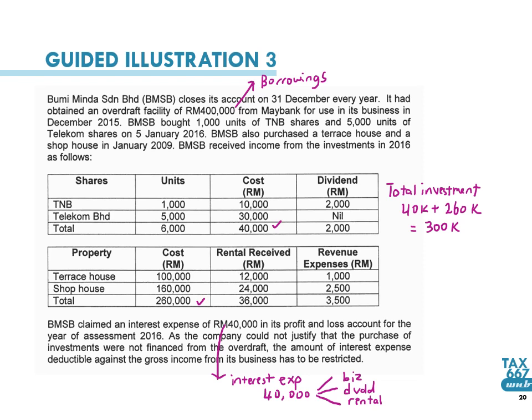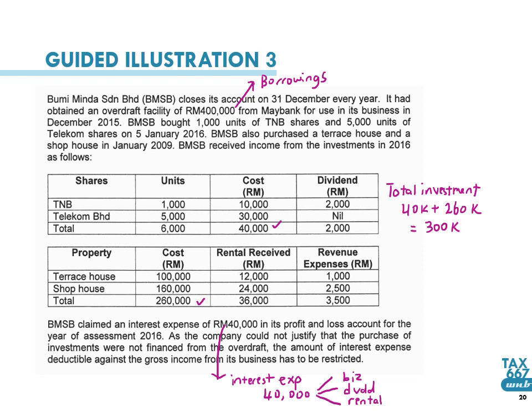From this information, kita tahu yang Bumi Minda ni ada buat business, so dia dapat income dalam bentuk business income. At the same time, dia juga buat investment yang dia receive income dalam bentuk dividend bila dia purchase shares, and also rental income bila dia sewakan terrace house and a shop house. Okay, dia dah bagi dekat you information yang berkaitan berapa cost of dia punya shares dan berapa cost of yang berkaitan dengan rental. Bumi Minda claim interest expenses of 40,000 in its profit and loss. So interest on loan dia claim sebanyak 40,000.